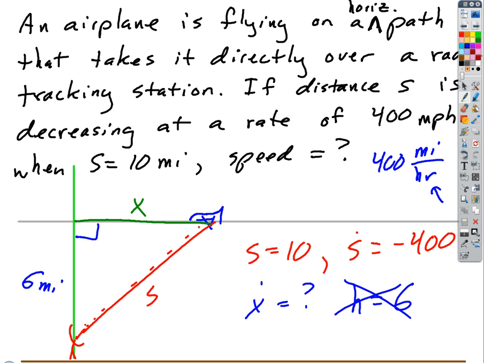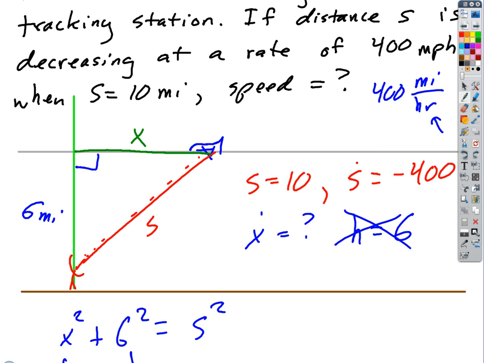And then we established that if we're looking for the speed of the plane, if we call the horizontal distance of the plane x, then that was just x dot, right? Speed is just x dot. Okay? And so there's our picture that we drew. We got all the snapshot variables identified.